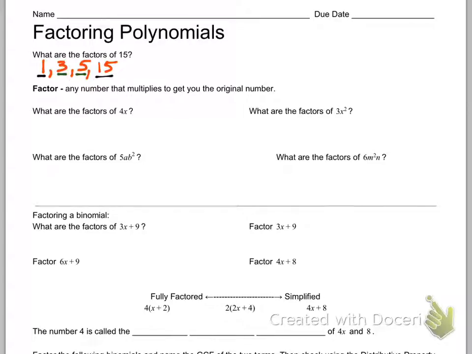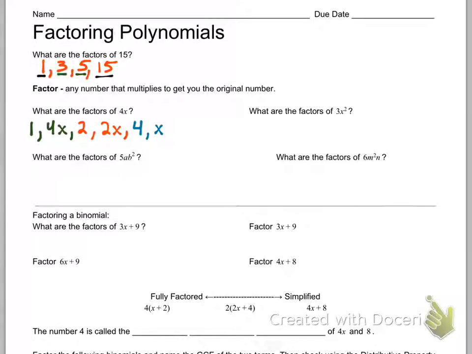What are the factors of 4x? Well, there's 1 and 4x because those multiply to get you 4x. There's 2 and 2x because those multiply to get you 4x. And then there's 4 and x because those also multiply to get you 4x.